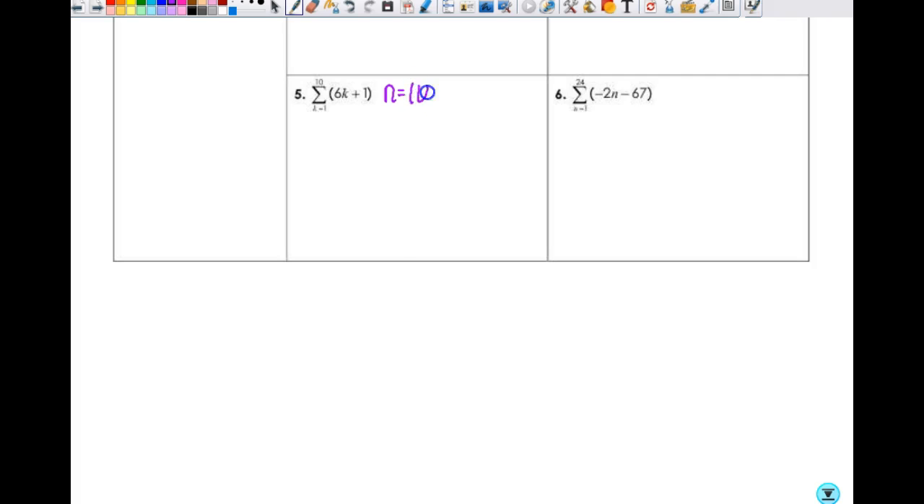What is n? 10. Then I need A1, which I don't have, and I need A10, which I don't have. But I don't need D in this case because I don't have to come up with the rule. There's one already there. So to find A1, I substitute 1 in. 6 times 1 is 6, plus 1 is 7. I substitute 10 in. That's 60 plus 1 is 61. So I've got everything I need. So the sum of the first 10 terms is 10 times 7 plus 61 over 2.